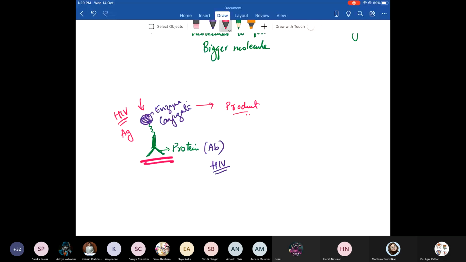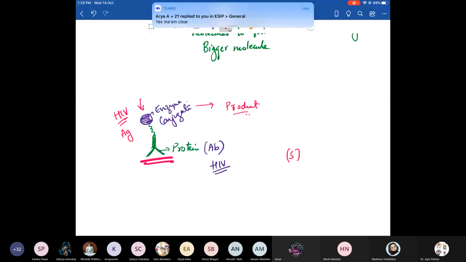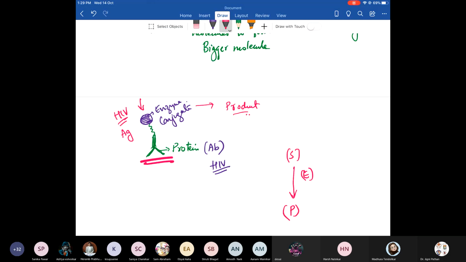Sania, listen. The S is substrate and P is product. E is enzyme. Substrate converts into product in presence of enzyme. I hope this part is clear. Now listen. What happened? Your product will go and stop the enzyme, telling the enzyme not to convert substrate into the product because you're already having too much of product in your body.